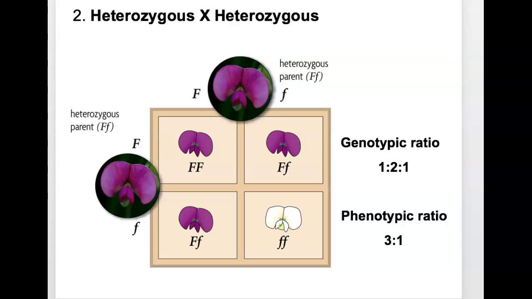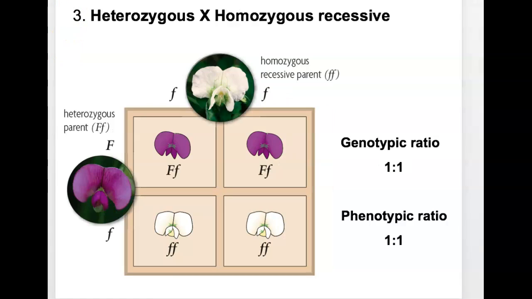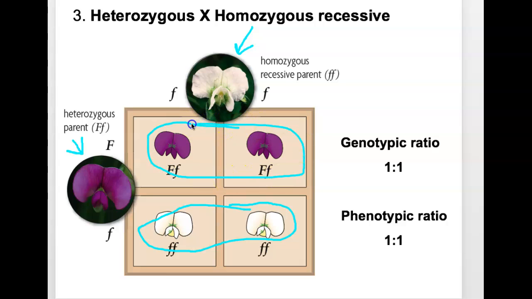When we move on, when we have that white flower cross with a purple flower, and again you have to look at what in particular they are. So we have a homozygous recessive and we have a heterozygous parent on the other side. We will have a 50% chance of having white flowers and a 50% chance of having the purple flowers.